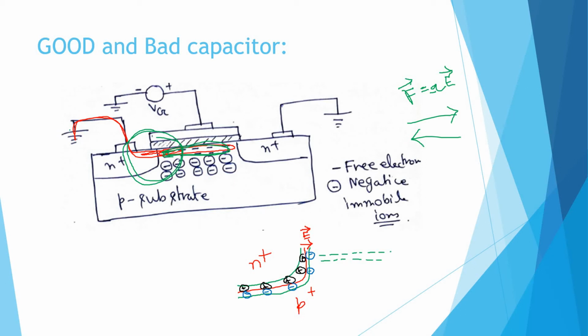But as we are applying ground potential to both the source and the drain, the story is like this. Suppose you are applying positive potential to the drain, then the story will be different. The electrons will be attracted in the reverse direction due to the attraction force created between the electrons and the positive potential in the drain.